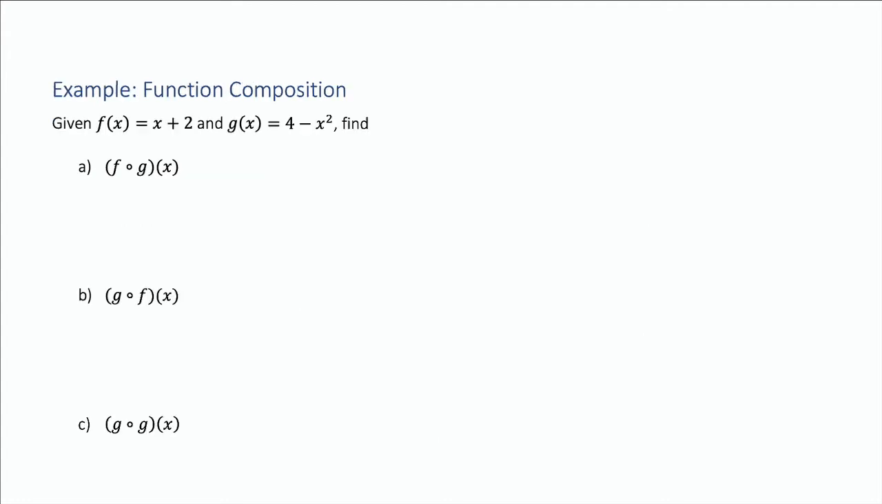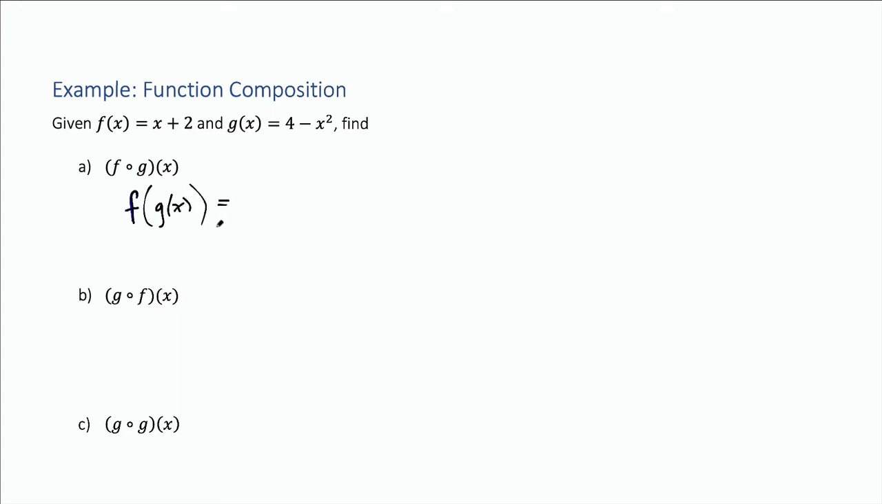So here's an example with two functions, f of x and g of x. f of x equals x plus 2 and g of x equals 4 minus x squared. We'd like to find f composed with g of x. So by definition, this is f of g of x.